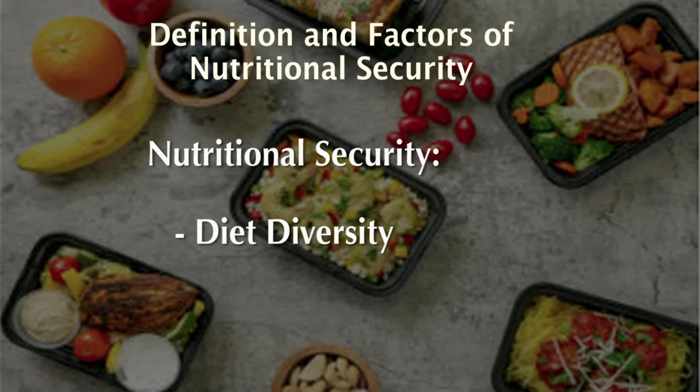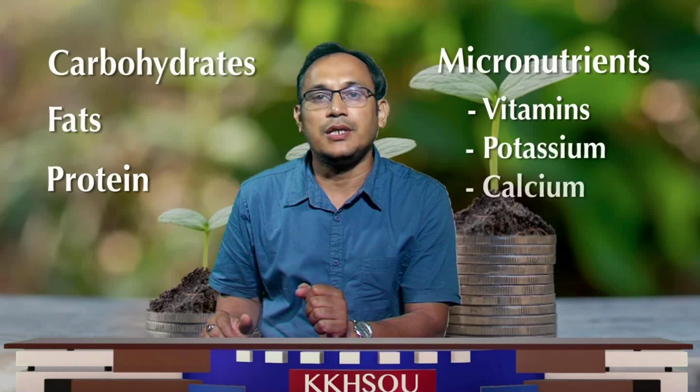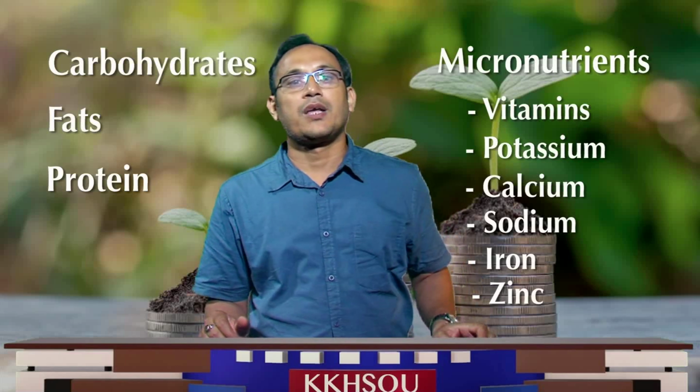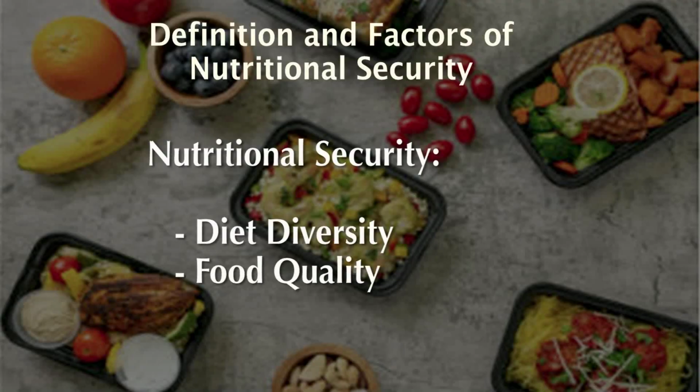To have nutritional security, we need to have a diversified diet which includes a balanced intake of macronutrients such as carbohydrates, fats, and proteins, and micronutrients such as vitamins, potassium, calcium, sodium, iron, and zinc. Until and unless we have dietary diversity, we cannot ensure nutritional security. The second important factor for ensuring nutritional security is the food quality.